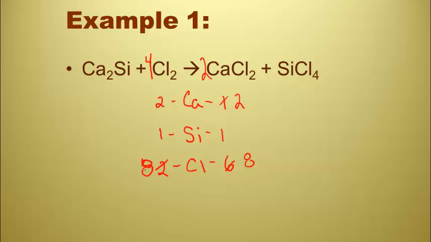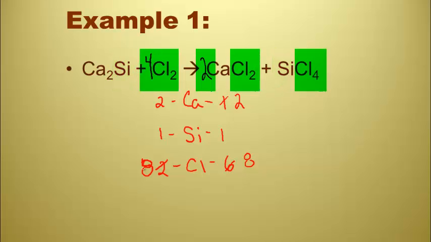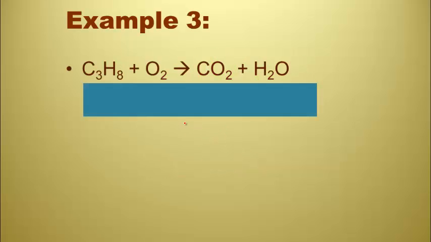Now I think I'm done, so I should double check. At the top, I see 2 calciums on the reactants and 2 on the products. I see 1 silicon on the reactants and 1 on the products. I see 8 chlorines on the reactants, and I see 8 chlorines on the products. We're going to try this one out.